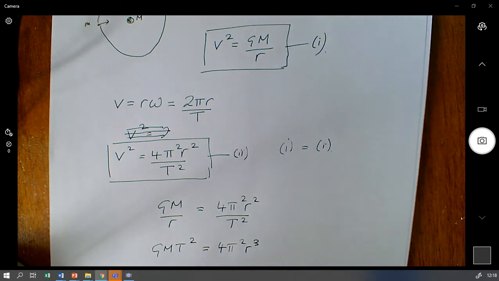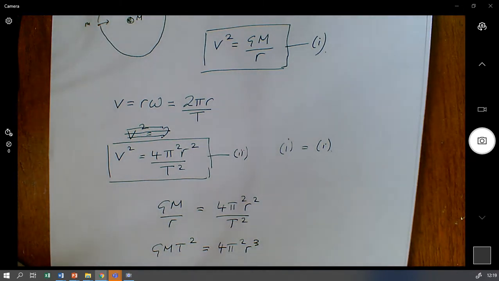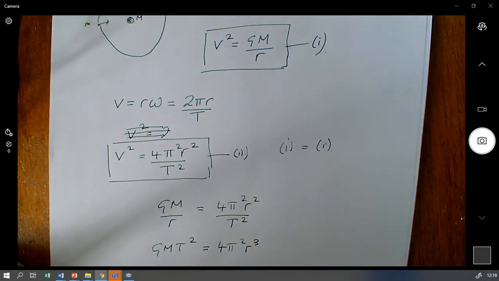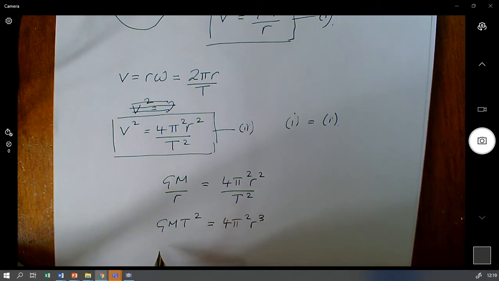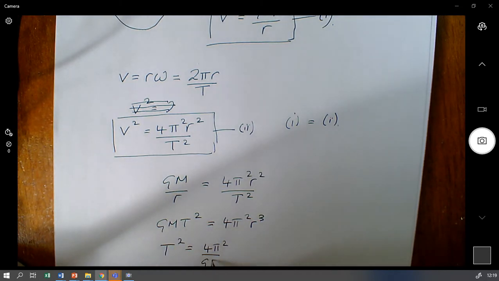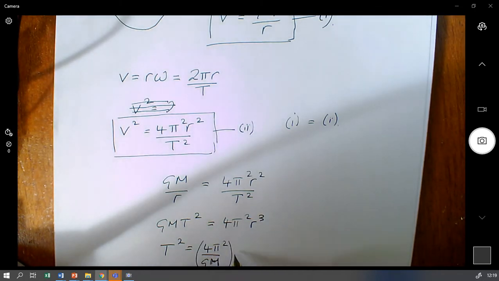And then finally, what sort of format do we want it in? Do you want T squared? We can do it either way around, but we'll do it like that. Finally, just get the T squared on its own. T squared is equal to 4 pi squared over GM. All of that is a constant. These are all constants times r cubed.